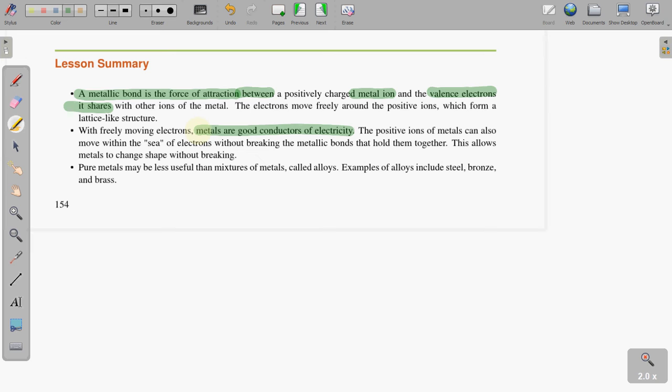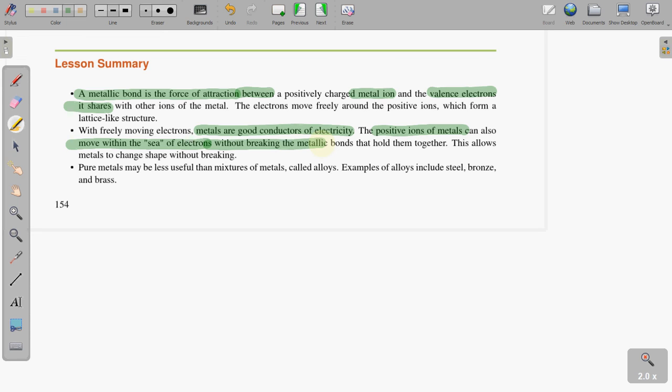The positive ions of metals can also move within the sea without breaking the metallic bonds that hold them together. This allows metals to change shape without breaking, okay? So the positive ions of metals can move within the sea of electrons without breaking. This makes them malleable and ductile.